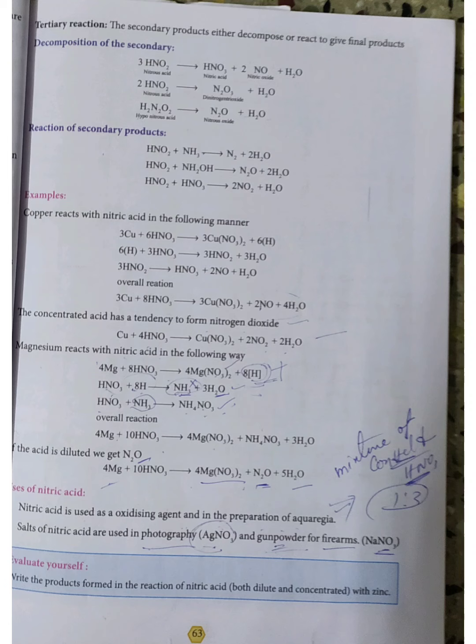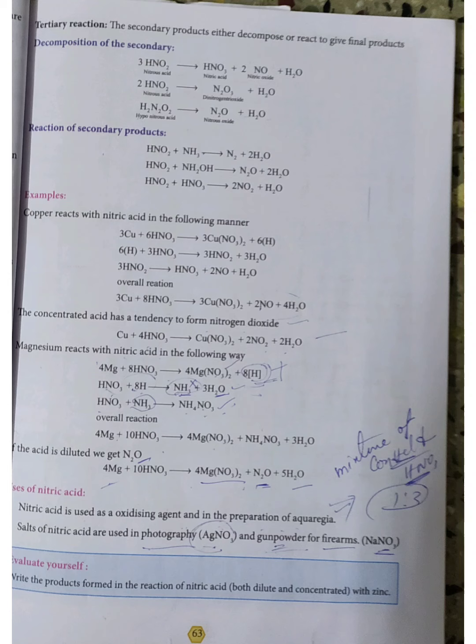If the acid is very dilute, we get nitrous oxide as the product instead of ammonium nitrate. So Mg plus HNO3 will give Mg(NO3)2 plus N2O plus H2O.